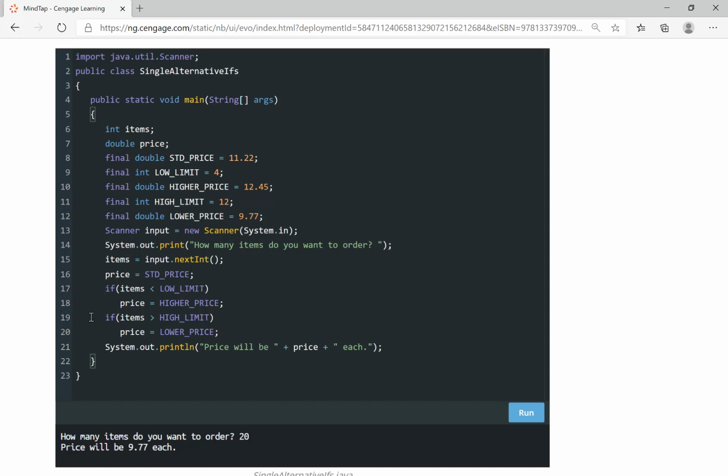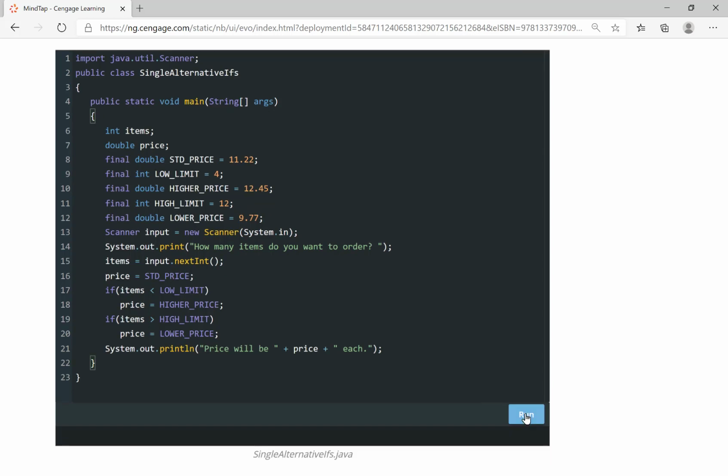So now we head on to line 19. Let's compare this one, another individual single if statement. If the items, once again 20, is greater than the high limit. Let's go up here. Ooh, it is. 20 is greater than 12. So in other words, we bought so many that they're giving us some kind of discount. And we come down to here and the price is this lower price of $9.77.